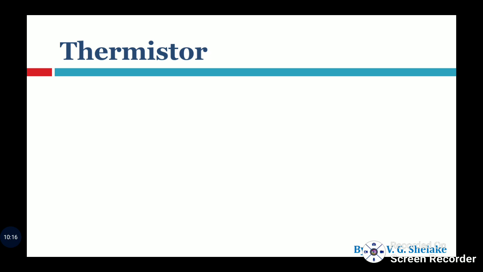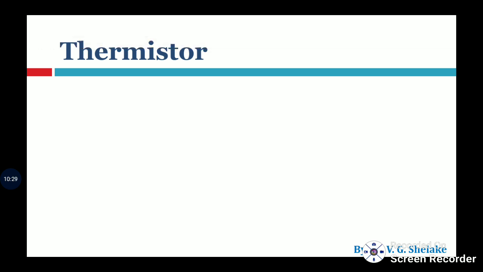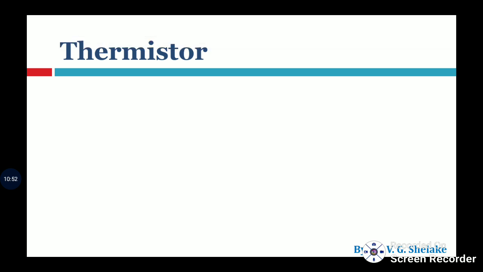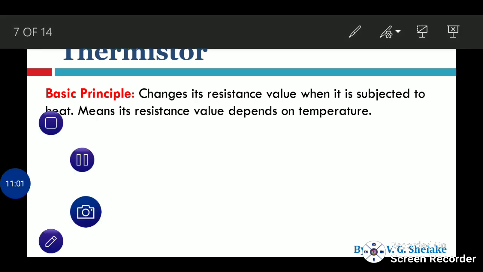The next transducer we are going to discuss is the thermistor. Most of the part we already discussed in the 11th standard. Thermistor is a sensor which is used for temperature. It is also called a temperature dependent resistor, whose resistance value depends on the temperature. There are different types of thermistors. Here the basic principle is that its resistance value changes with respect to change in temperature.